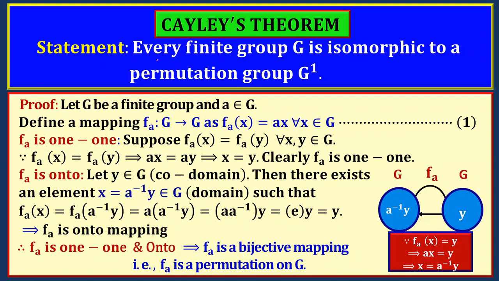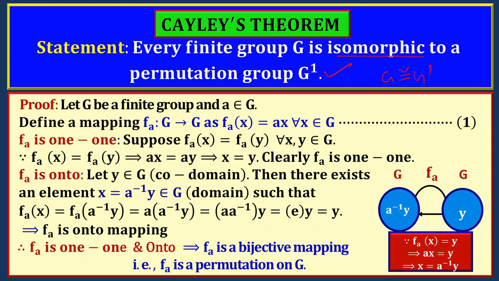Statement of Cayley's theorem: Every finite group G is isomorphic to a permutation group G'. G is isomorphic to G' means first we define a relation from G to G' which satisfies three conditions: 1-1, onto, and homomorphism. That is the definition of isomorphism.